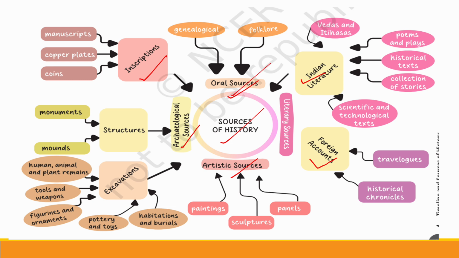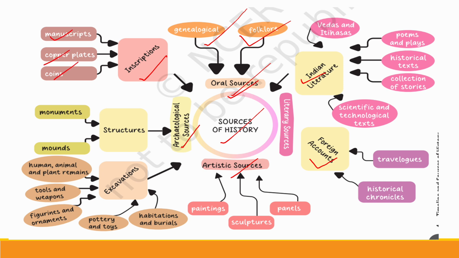Then oral sources, we have genealogical oral sources, then folklore sources. What do you mean by genealogical oral sources? They are valuable tools for tracing family history. They include oral stories, for example, interviews with the family members or other individuals who have very good knowledge of a family's history. Then we have folklore oral sources. They are traditional stories, legends, and beliefs that are passed down through generations orally.